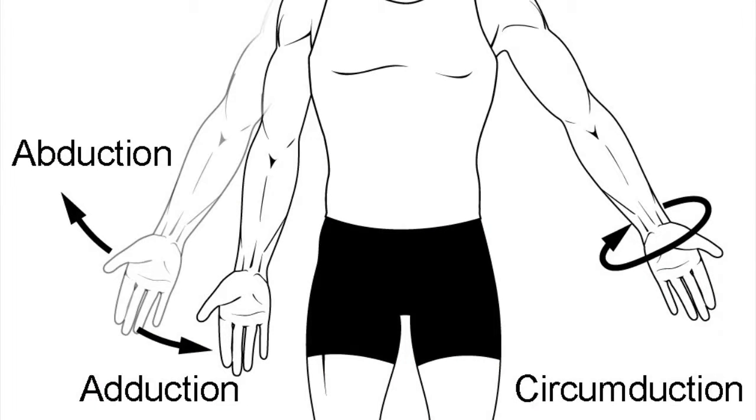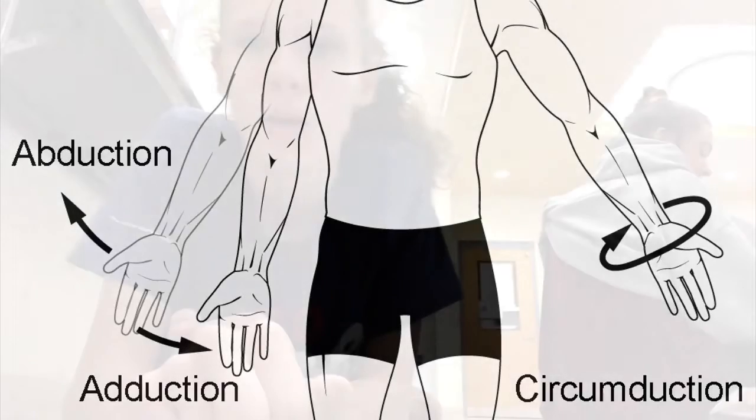Abduction occurs on the coronal plane, medial to lateral, and is moving the limb laterally away from the body or bringing the fingers or toes apart. An example of this is raising the arm laterally upwards or spreading the fingers apart.